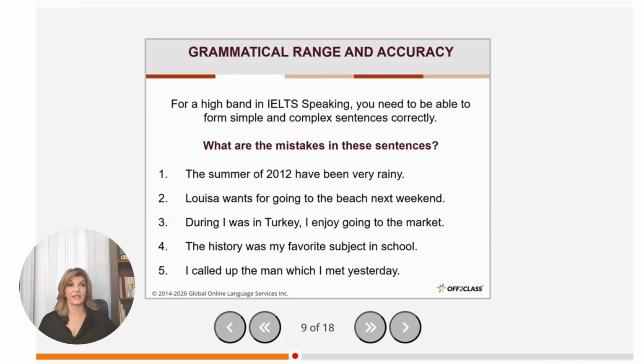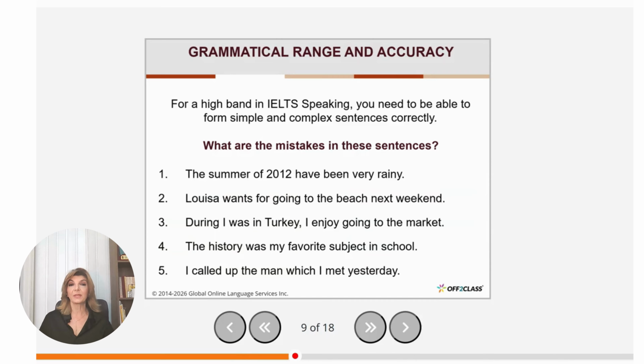Okay, so grammatical range and accuracy. Let's take a look here. This you have to be very careful with, of course. So for a high band in IELTS speaking, you need to be able to form simple and complex sentences. The point is that they have to be correct. Sometimes you want to overcompensate and try to create a very high level grammatical structure, and you're not accurate with it, so it makes things worse.